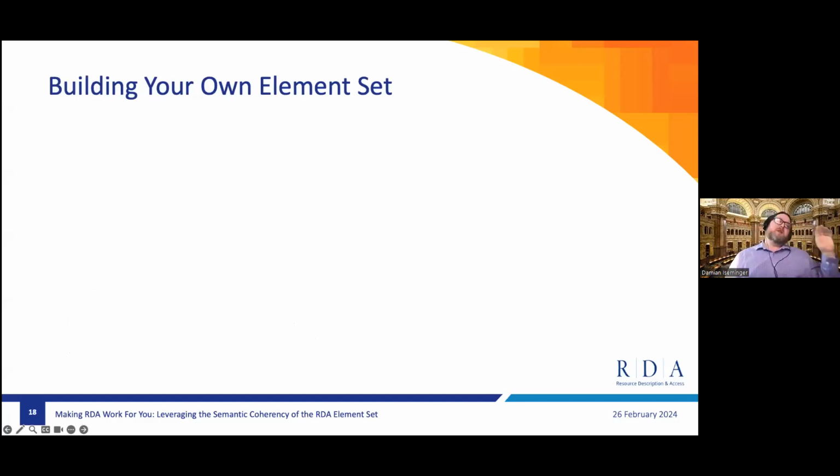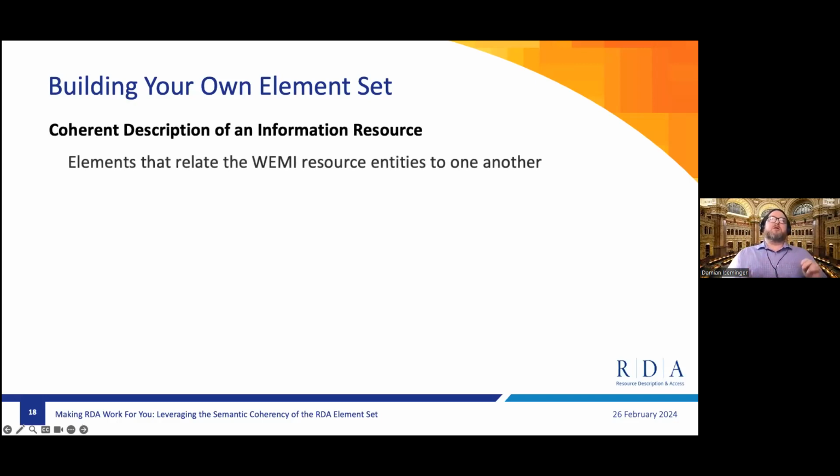So we've talked about the semantic coherency. We've shown examples of how you can use the semantics to limit the number of elements that you use. And then the next big thing is that you need to build your own element set. What I mean by this is that RDA has a very small floor for what is an appropriate RDA record. And these are the things that you sort of need to include.